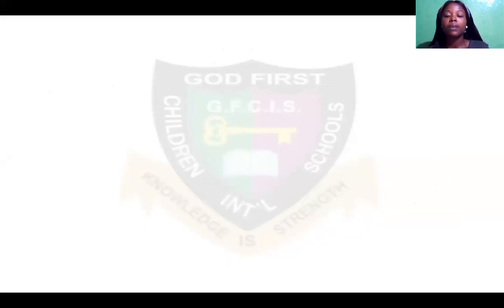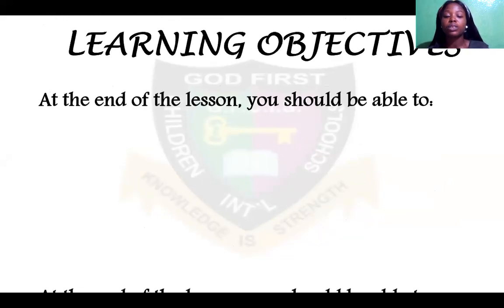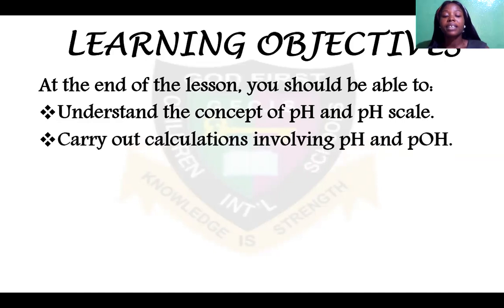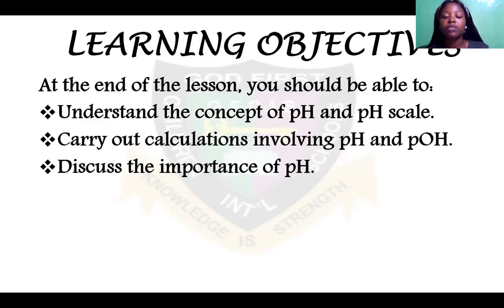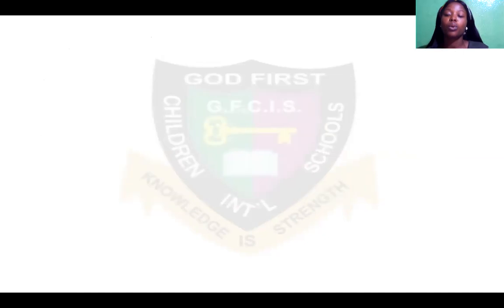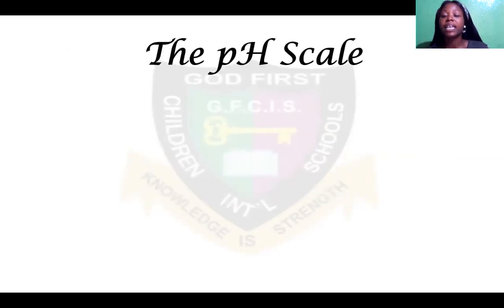Our learning objectives for today are: one, you should be able to understand the concept of pH and the pH scale; carry out calculations involving pH and pOH; discuss the importance of pH; and state the color change of indicators in different regions. These are our learning objectives for this class. So let's look at the pH scale.